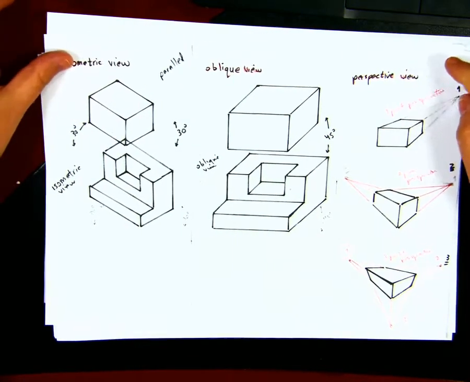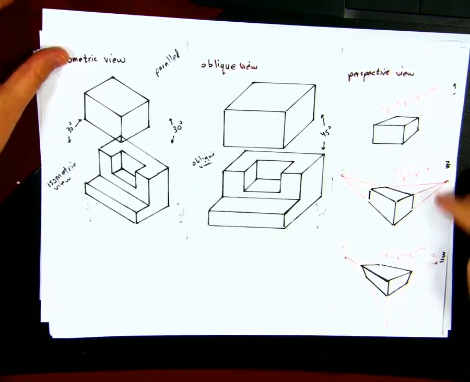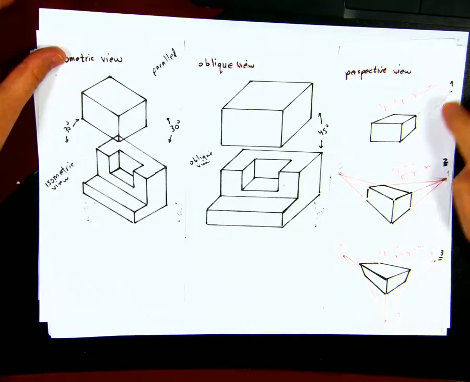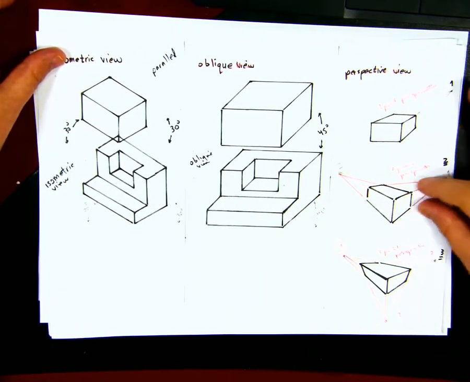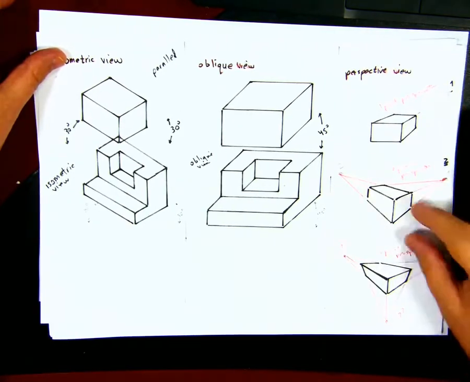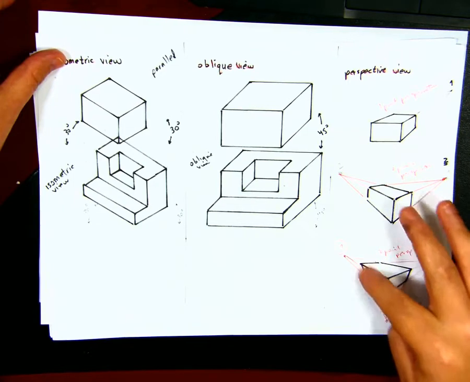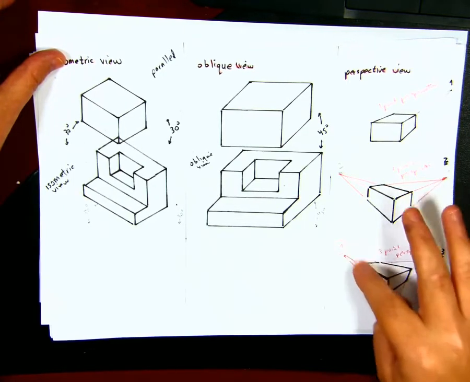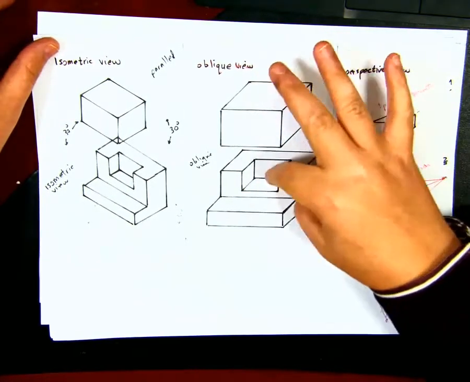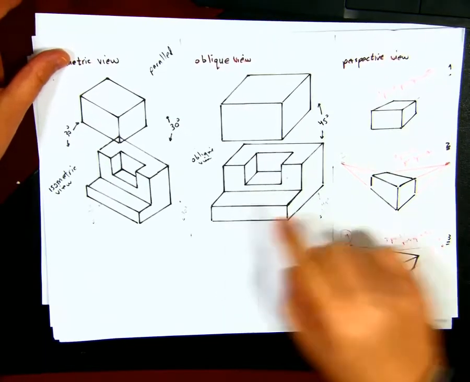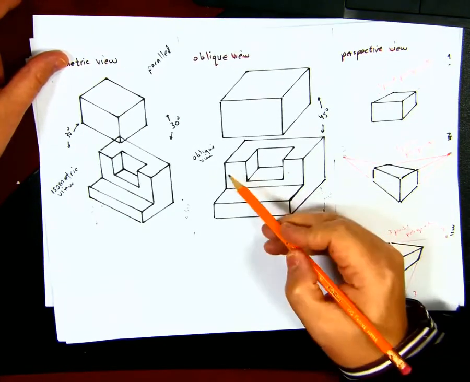Perspective has three types: 1 point perspective, only one side aligned to a point; 2 point perspective, two sides aligned to a point, matching, extended; and 3 point perspective, where three sides are aligned to a point. For the oblique view, you have one face, as you can see here.